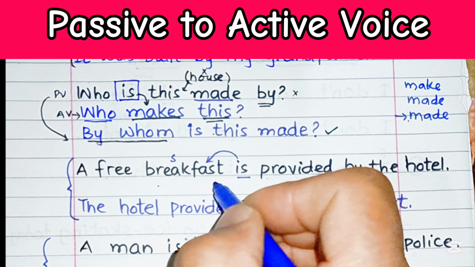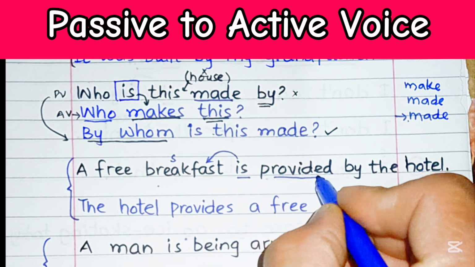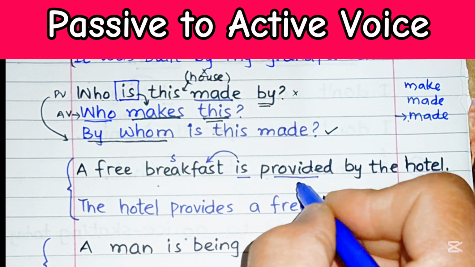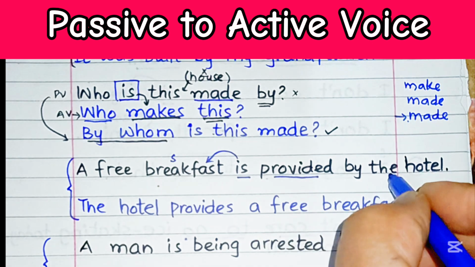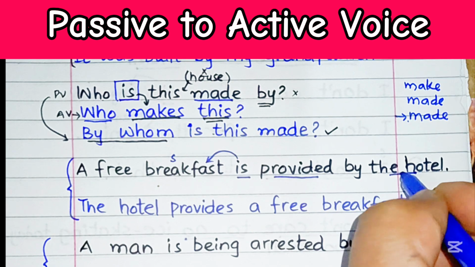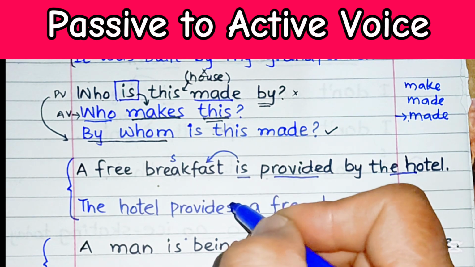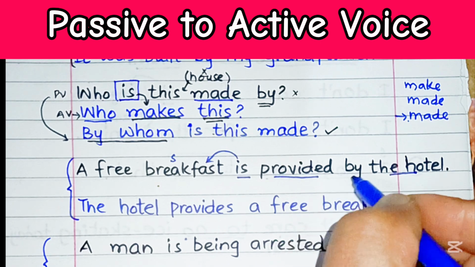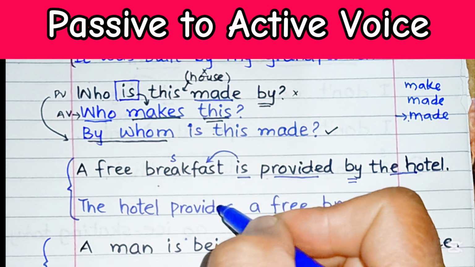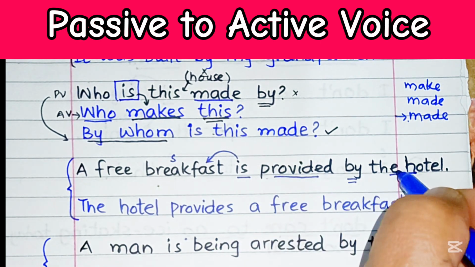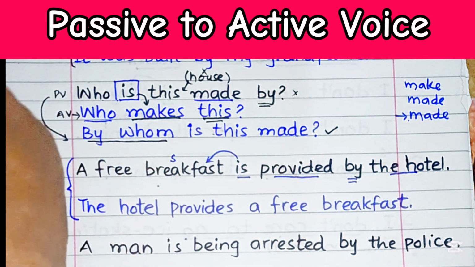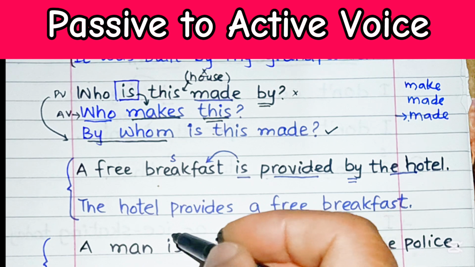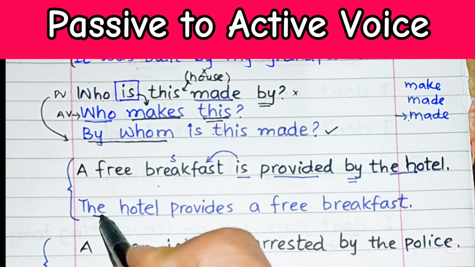This is the main verb, provide. This is in the form of the past participle, and the hotel is the thing that provides the breakfast. But here, because it's passive voice, we use the word by and then the hotel. So to make a new sentence and change it from the passive to the active voice, we'll begin with the hotel.